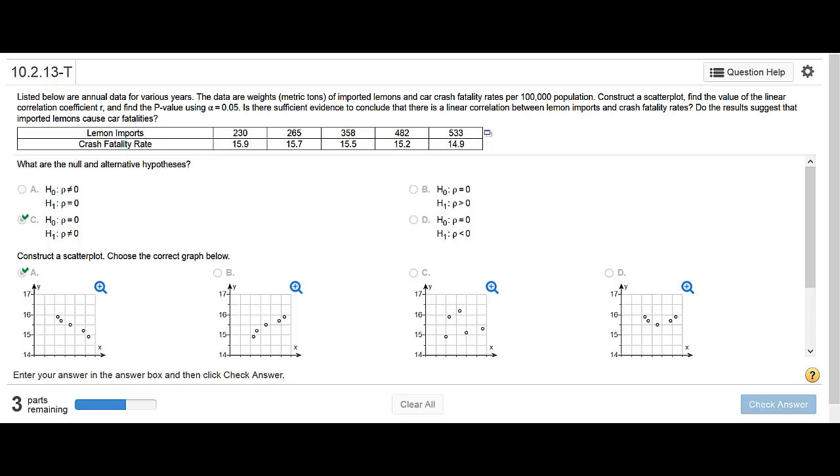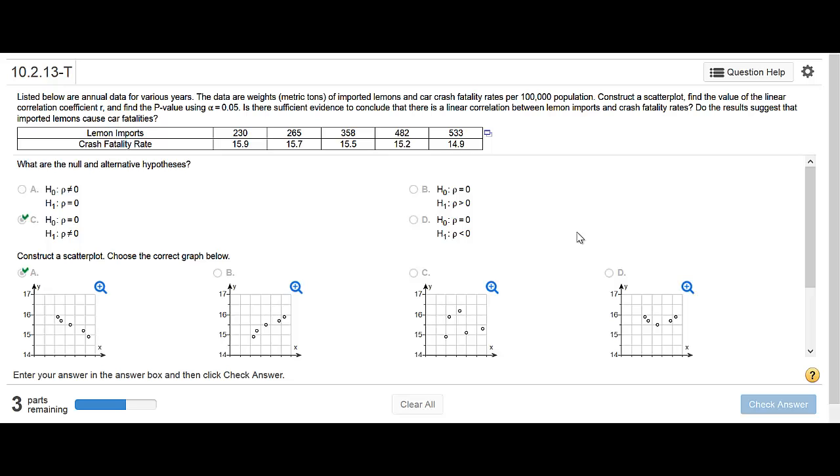Listed below are annual data for various years. The data are weights, in metric tons, of imported lemons and car crash fatality rates per 100,000 population. Construct a scatter plot, find the value of the linear correlation coefficient r, and find the p-value using alpha equal to 0.05. Is there sufficient evidence to conclude that there is a linear correlation between lemon imports and crash fatality rates? Do the results suggest that imported lemons cause car fatalities?